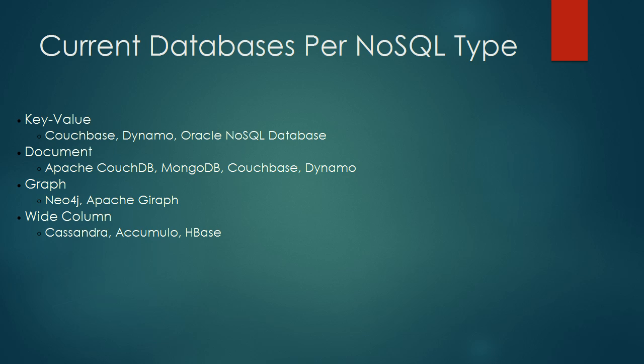For the graph types, there is Neo4j and Apache Giraph. Finally, for the wide column types, there is Cassandra, Accumulo, and HBase.